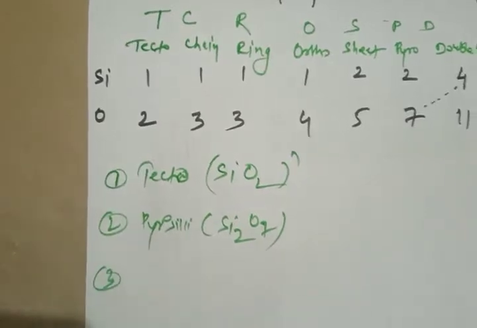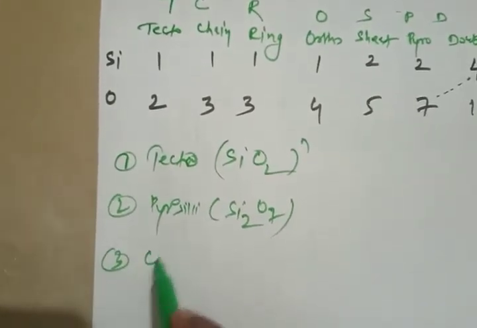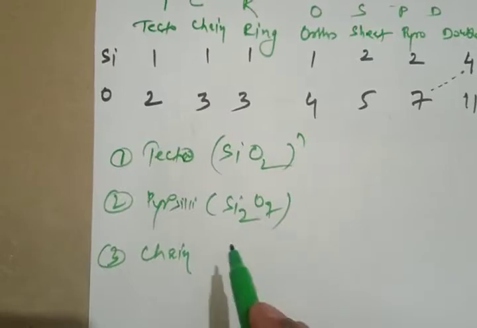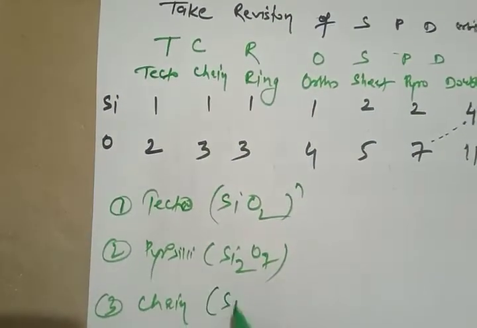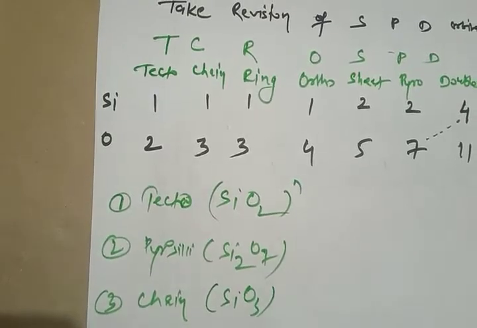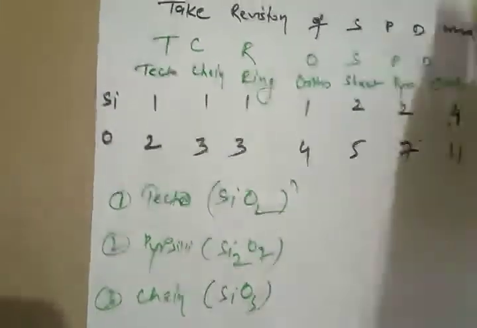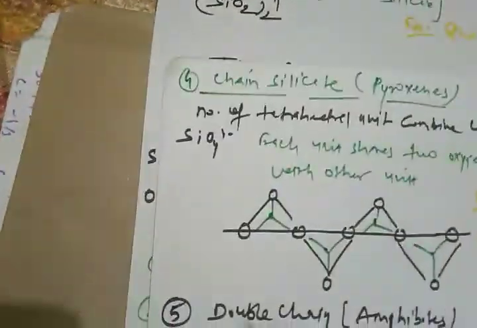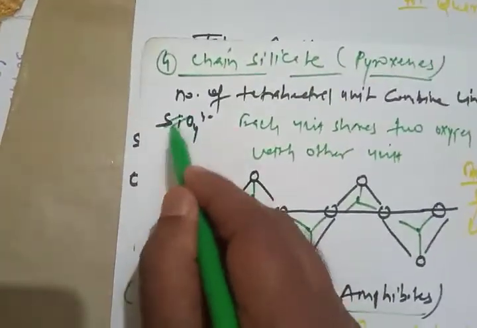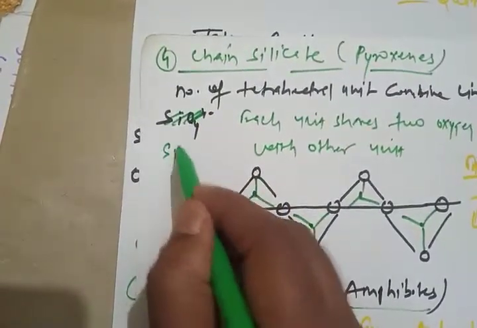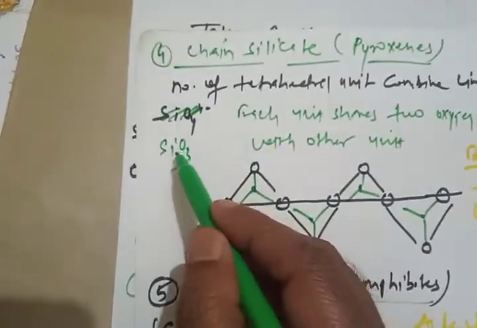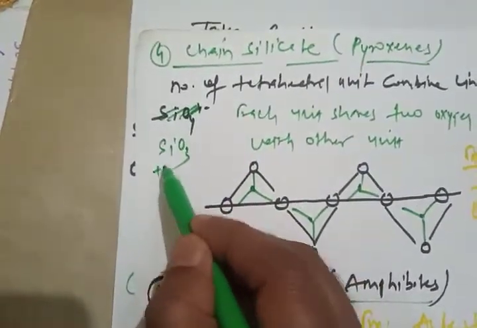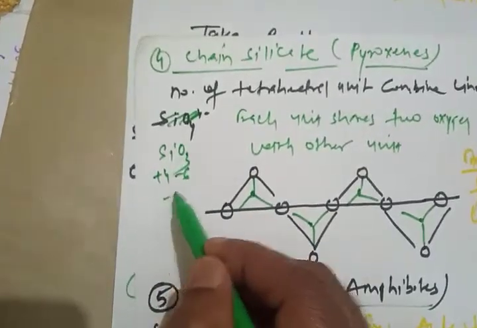Then we have chain, we can take the example of chain silicate. For chain silicate we have Si1 and oxygen is 3. Here I made a mistake, this is wrong actually. Chain is SiO3. If it is SiO3, what is the valency over there? Plus 4 minus 6, this will be minus 2.